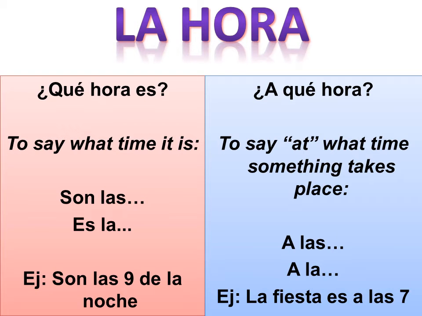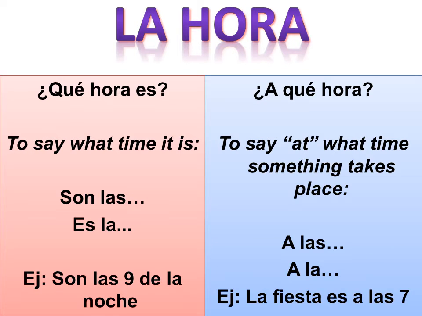So when we're talking about time, if you want to ask the question, what time is it? You will say, ¿qué hora es? Okay? In order to say what time it is, you're going to say son las or es la. Okay, so here's an example. Son las 9 de la noche. It's 9 o'clock at night.